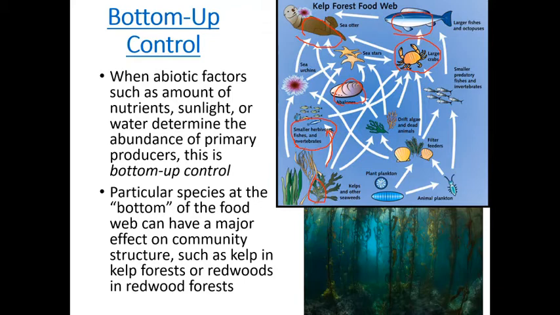because if there's more or less kelp, that will influence how many smaller fish there are, right? Which is then going to influence how many crabs there are, which then influences how many otters there are. And so the kelp forests or the kelp plants exert bottom-up control because ultimately any change in their population is going to have an effect on all of the other levels of the food web.